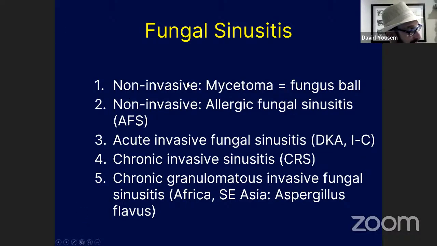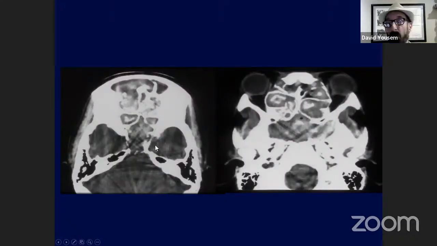Remember that we have 5 different varieties. We have our non-invasive fungus ball or mycetoma. It's usually in the maxillary sinus. We have our non-invasive allergic fungal sinusitis with the eosinophilia and the mucin. We have the acute invasive fungal sinusitis. Those are usually the patients who have diabetic ketoacidosis at presentation and are immune compromised, and they may have mucor or aspergillus. Then we have the chronic invasive sinusitis, long-standing patients who have chronic rhinosinusitis. And then this unusual chronic granulomatous invasive fungal sinusitis that is not usually seen in America, but more commonly in Africa or Southeast Asia.